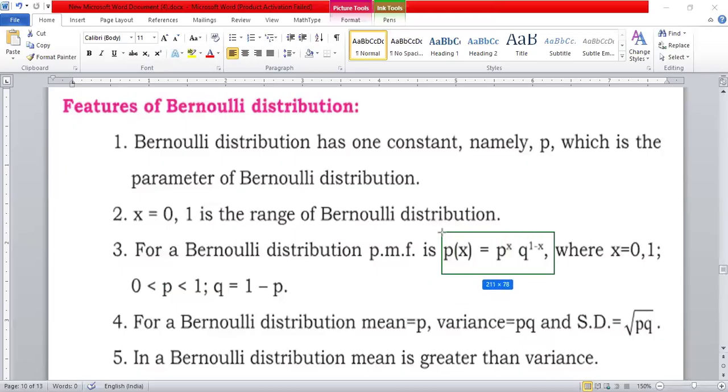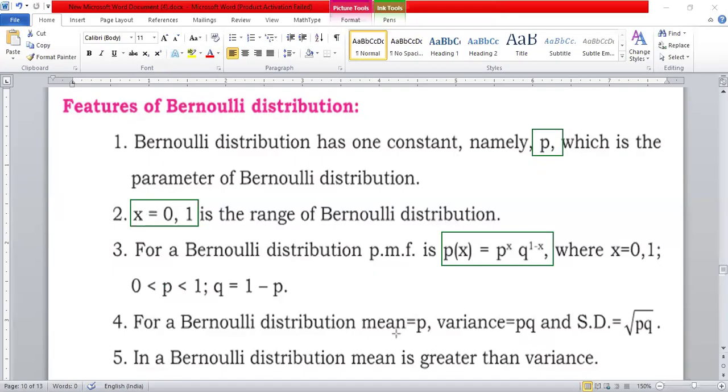P of x is equal to P to the power of x into Q to the power 1 minus x, where x follows the range 0 and 1. So 0 is the probability of failure, 1 is the probability of success. And similarly, what is the range of the Bernoulli distribution? 0 and 1, so very important. And what is the parameter of the Bernoulli distribution? That is P. The parameter of the Bernoulli distribution is P.